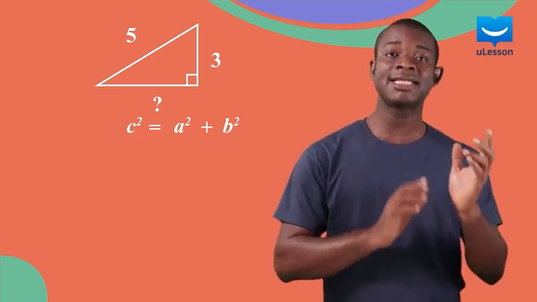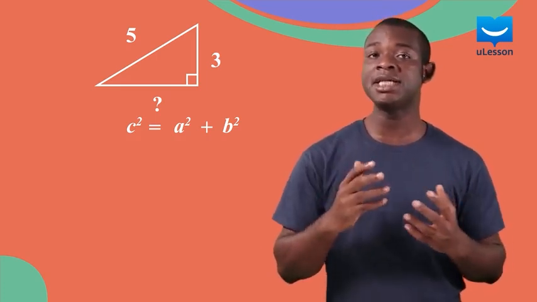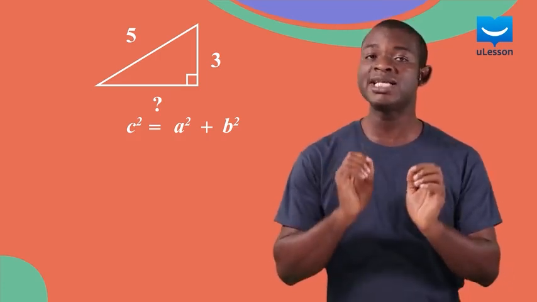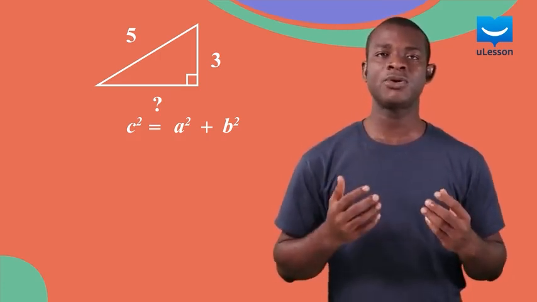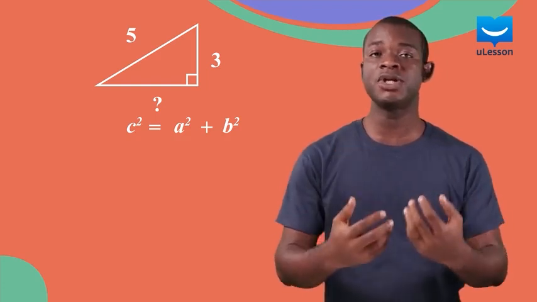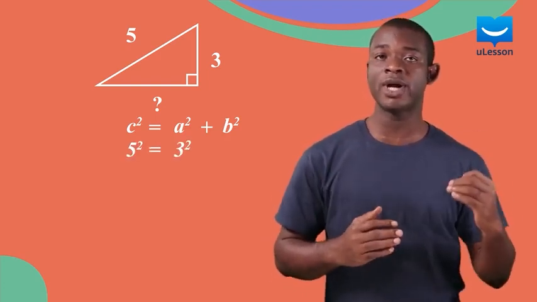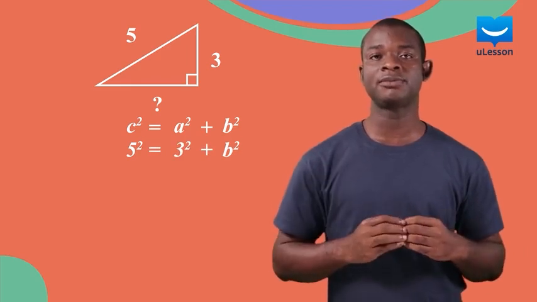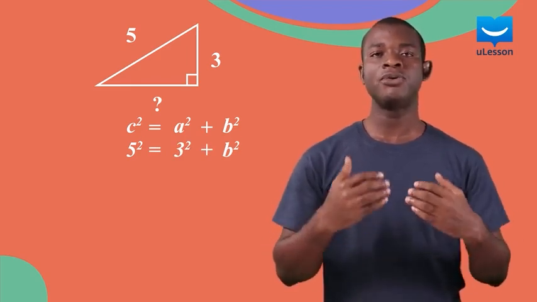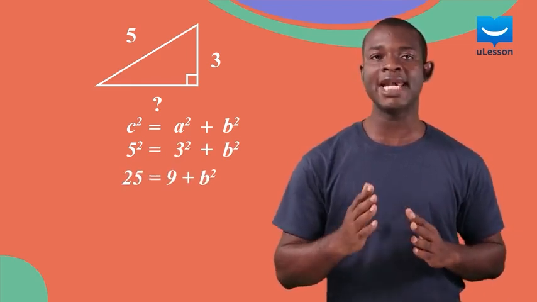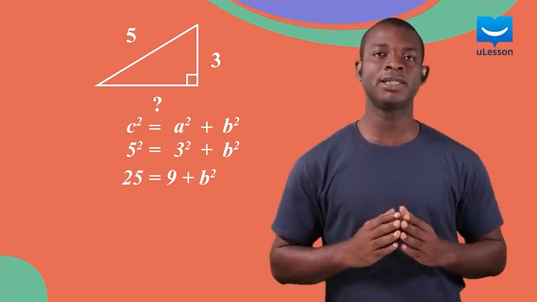Note that the letters a and b can be used interchangeably to represent the other two sides of the triangle, which is not the hypotenuse. So, plugging the values into the equation, we have 5 squared equal to 3 squared plus b squared. We will continue by doing the squares to get 25 equal to 9 plus b squared.